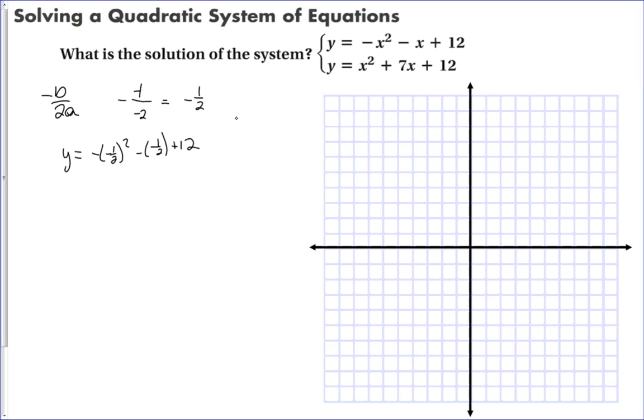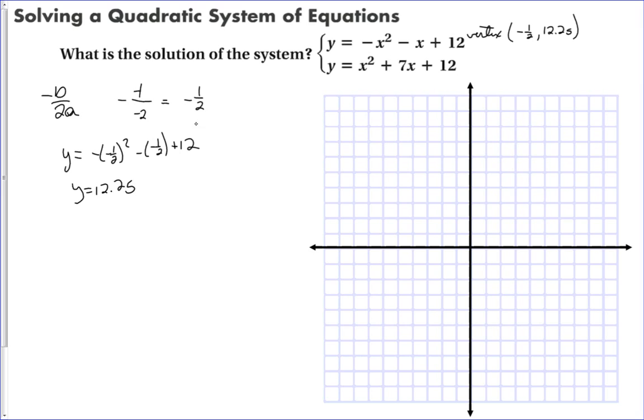And you should get 12.25. So the vertex of this equation is negative 1/2 and 12.25, which is 12 1/4. I'm just going to leave it like that.